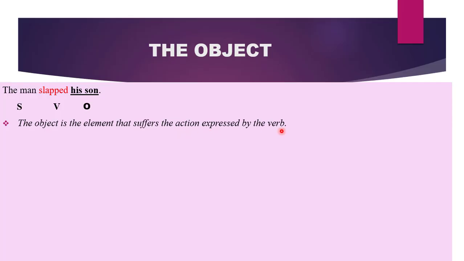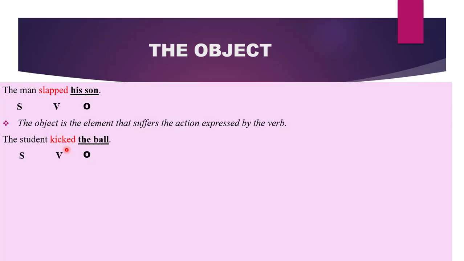Let's have more examples. The student kicked the ball. What was kicked? What is suffering from the action kicked? The answer is your object. And what is your answer? The ball. Therefore, we have the student as our subject. The verb, which is kicked, is an action word. And who is suffering or what is suffering from the action? It is the ball. Therefore, the ball becomes our object. So the object always suffers from the action expressed by the verb.